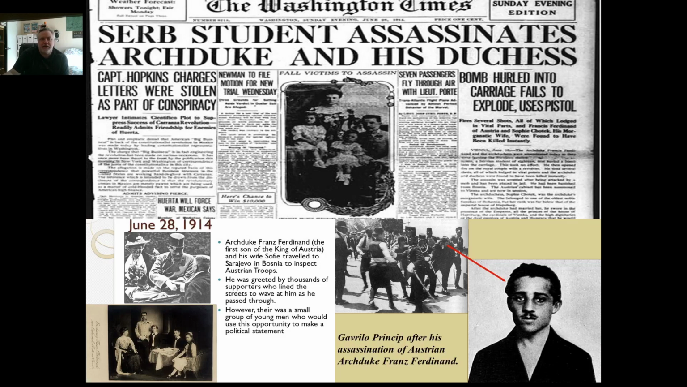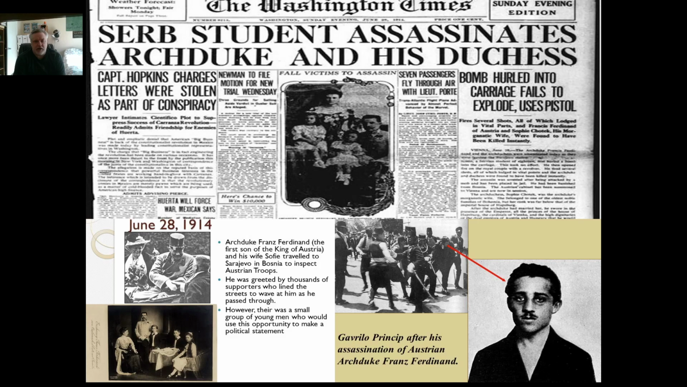Right? He's assassinated. This man, Gabrielo Princip, you can call him a terrorist, you can call him a freedom fighter, depends on your point of view, is part of a group of young men who take this opportunity to strike out at the Austria-Hungarian Empire by killing Archduke Ferdinand. Their first attempt, they throw a bomb at his car. They miss.